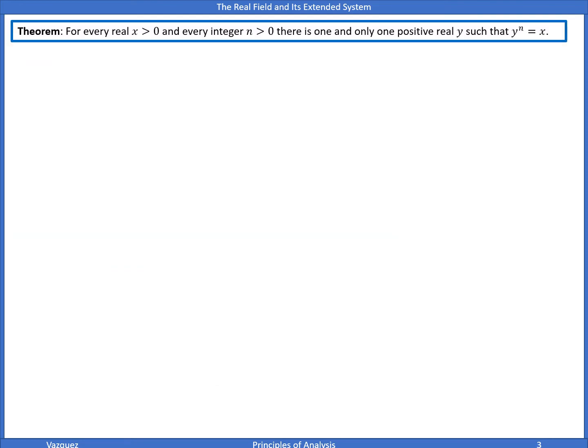Okay, it's another pretty important theorem. It's interesting. It says for every real x greater than 0 and every integer n greater than 0, there's one and only one positive real y such that y to the n is equal to x. So what is this saying? This is pretty much saying that the number y is uniquely written as the nth root of x, or x to the 1 over n.